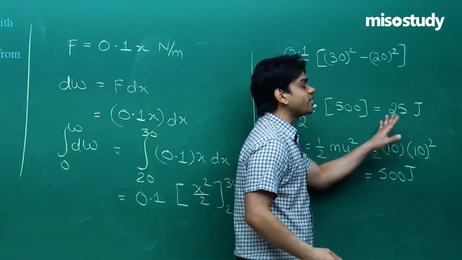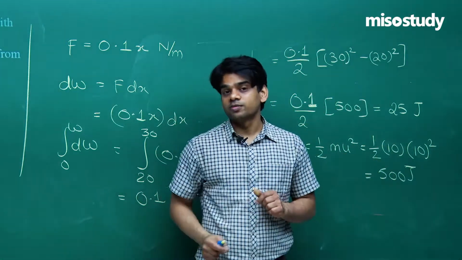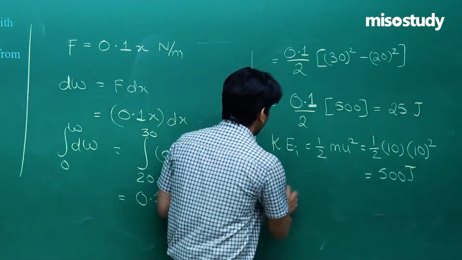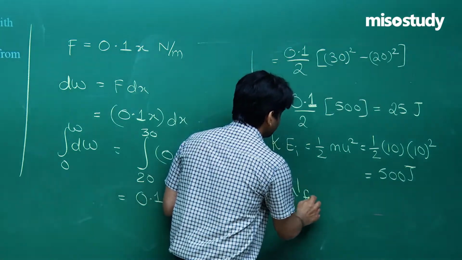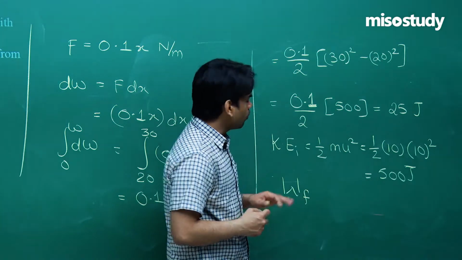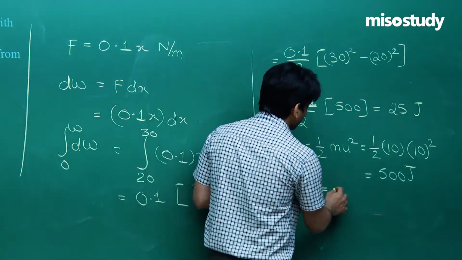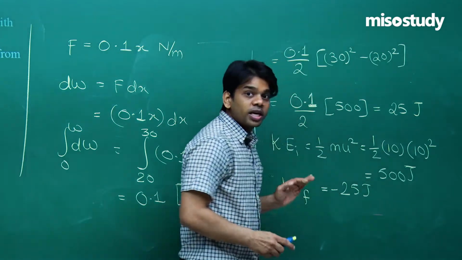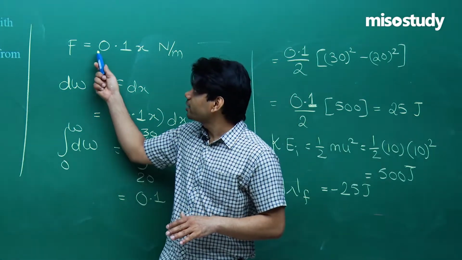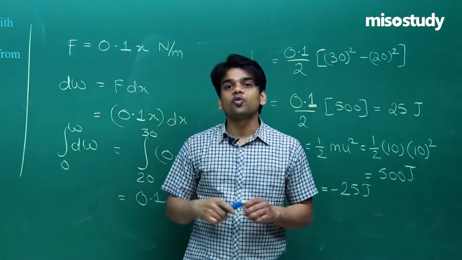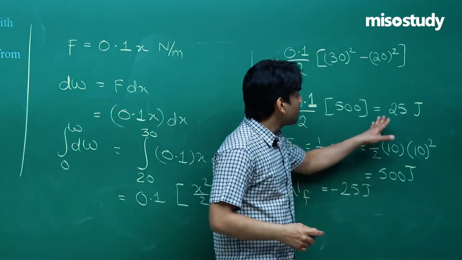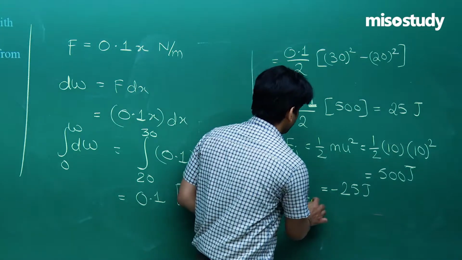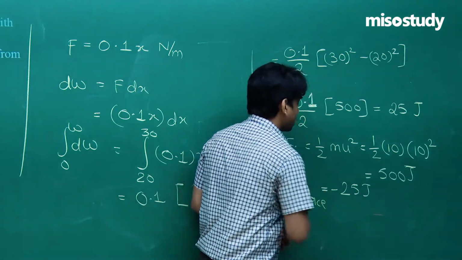Now I have shown that this work is positive, but it's a retarding force. It's going to do negative work on the body. So the work done by the force will actually be negative, minus 25 joule. The force is retarding. Either you can proceed by writing this as minus 0.1x and then find out the work done, and you will get the same work done, minus 25 joules. So we got the work done by the force as minus 25 joule.